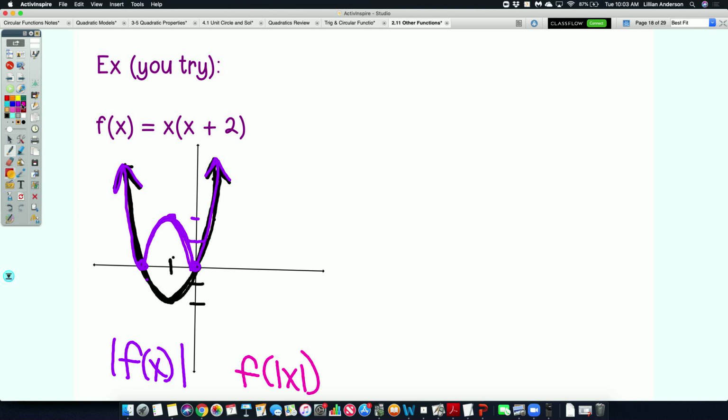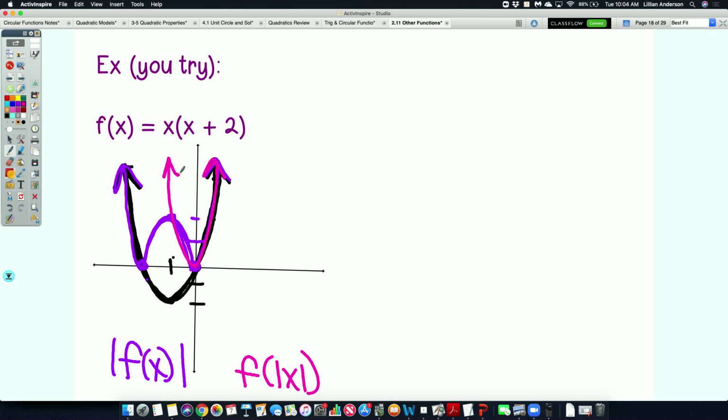What about the pink? Anything that's less than 0, any x values that are less than 0, they have to go. So basically, a majority of this graph is gone, and the part that is greater than 0 needs to stay, and what do I need to do with it? Reflect it. So that's what it should look like.